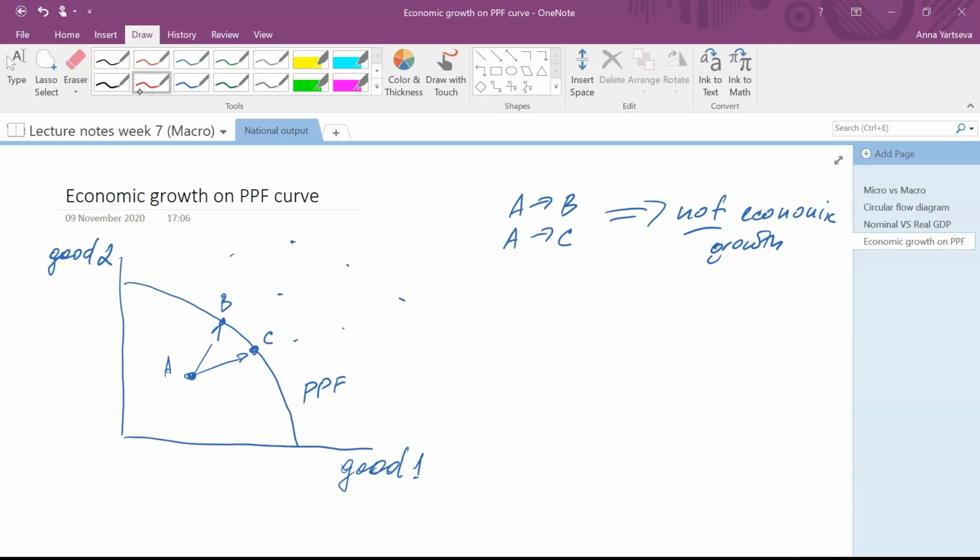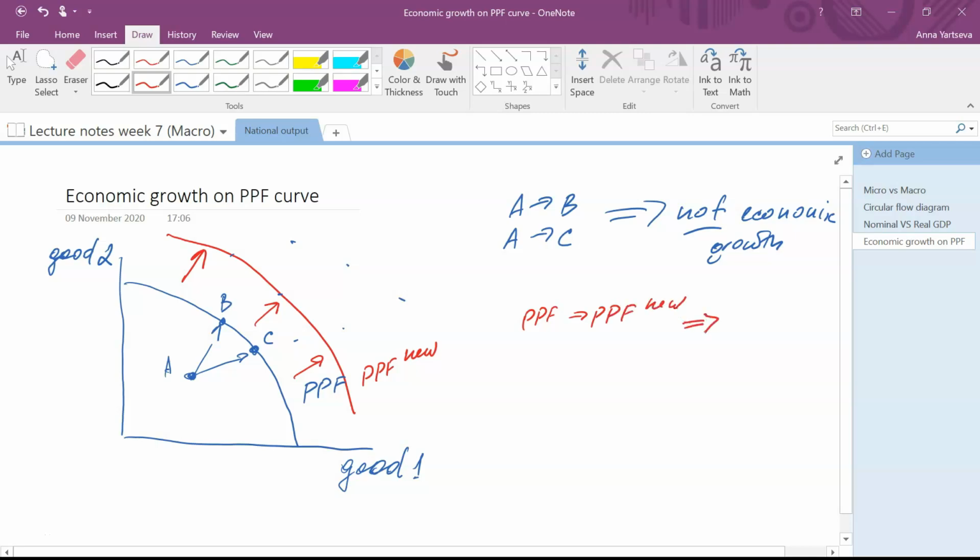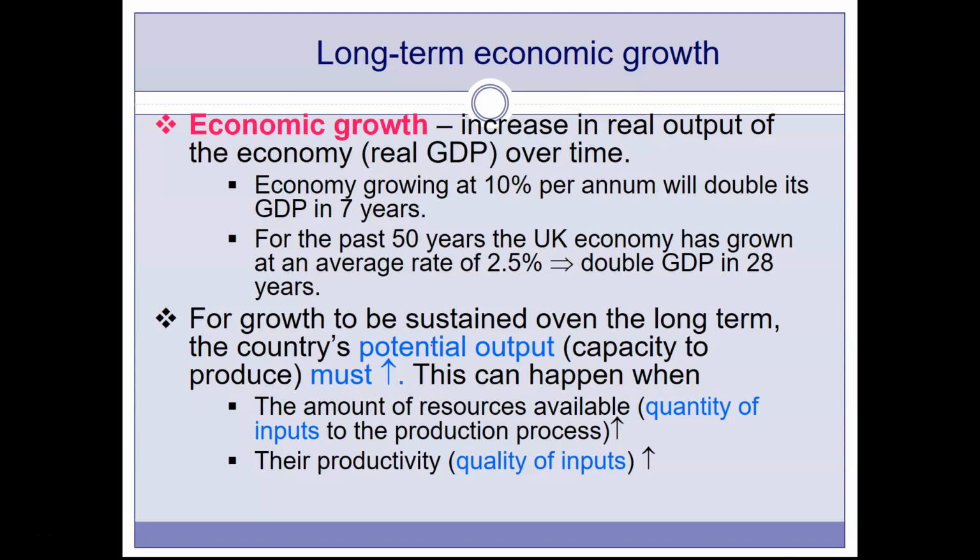For true growth to take place, we need to shift the whole PPF curve outwards. And this movement from the original PPF to the new higher PPF curve is indeed economic growth. This is how we represent it. We are expanding production of both goods without making any sacrifices. We increase our capacity to produce, and this can be achieved using 2 methods.